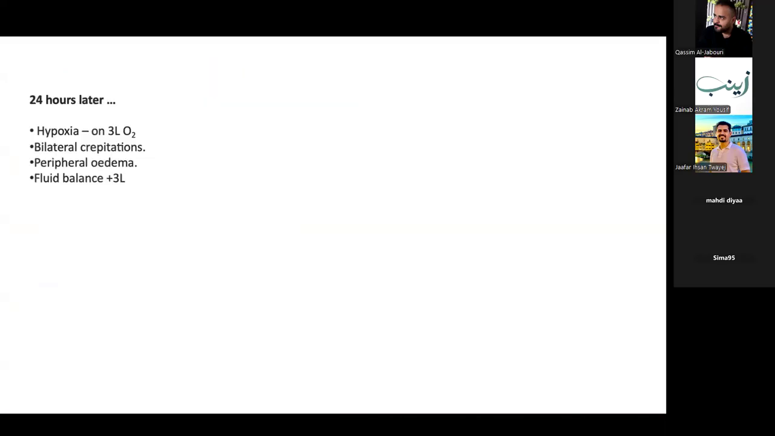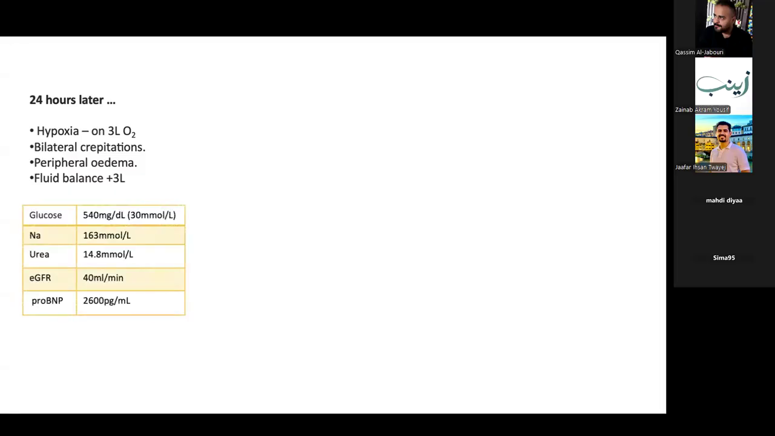What happened 24 hours later, she developed hypoxia. She required 3 liters of oxygen to maintain her saturation. She developed bilateral crackles. She had peripheral edema, and her fluid balance was 3 liters positive. So clearly, this patient became fluid overloaded. These are her bloods. What can you see? This is 24 hours later after we started the fluids.